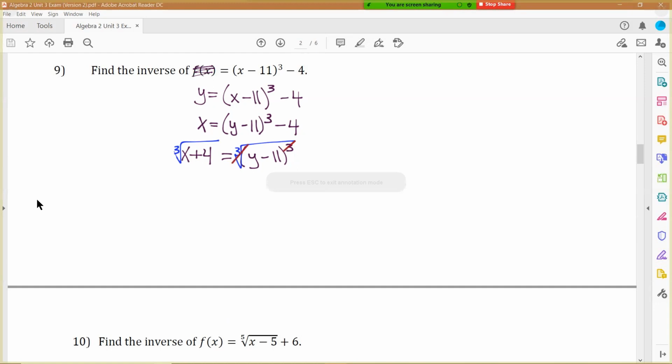So on the right side, the cube root and the cube are going to cancel, leaving you with y minus 11. And then on the left side, we don't know what the cube root of x plus 4 is, so we're going to leave it as the cube root of x plus 4.